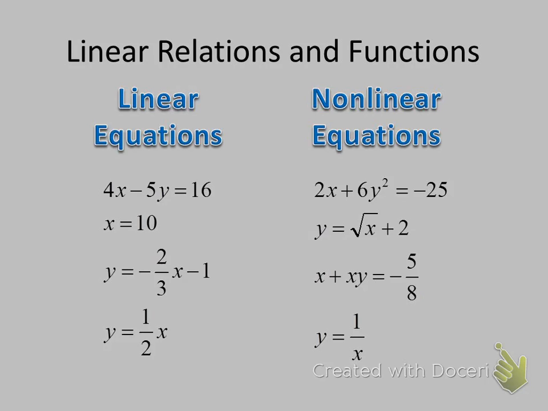Pay attention though to this one down here versus this one over here. The one on the left is linear because it's 1/2 times x, which would end up being x over 1, right? Which means x is in the numerator, which is okay. Over here, it's 1 over x. X is explicitly in the denominator, not good for our linearity.